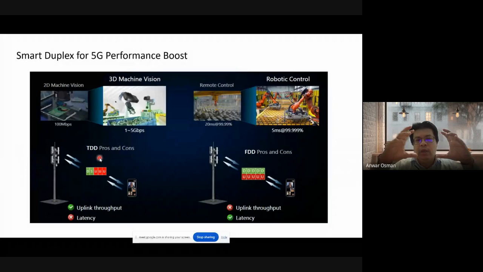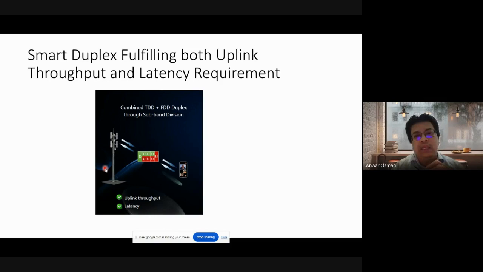together. But the problem is you are losing latency because you are sharing the time. Remember, TDD means time division duplex, and latency is also time. So when you need time to do the switch between uplink and downlink, you also increase the latency. So in future, what we want to do is a combined TDD and FDD duplex through subband division. I'm not sure about the details, but it's basically to mitigate the cons of both TDD and FDD, and utilize only the advantages of both duplex methods.